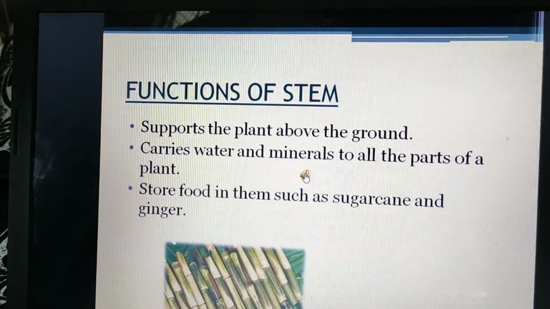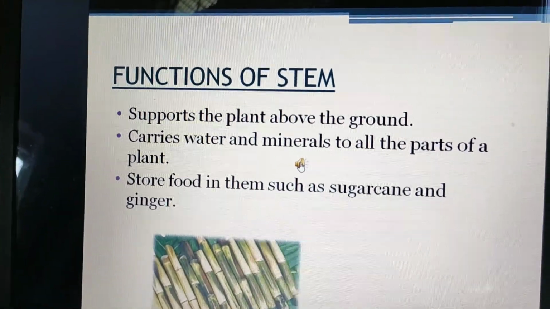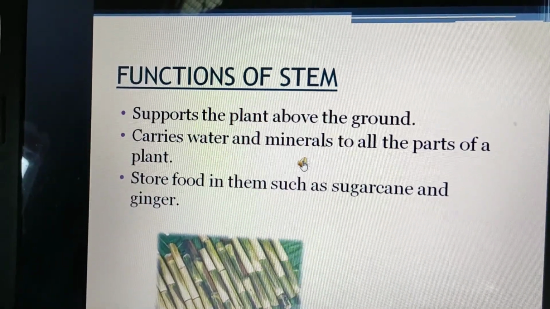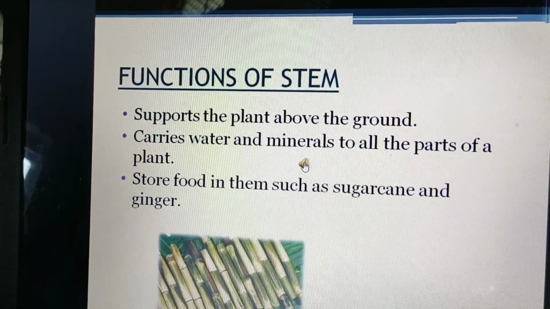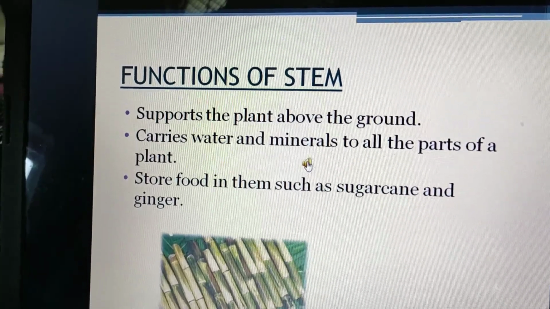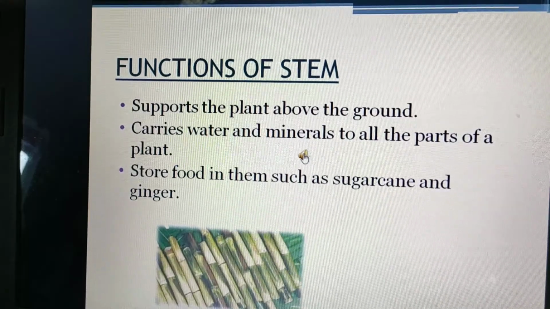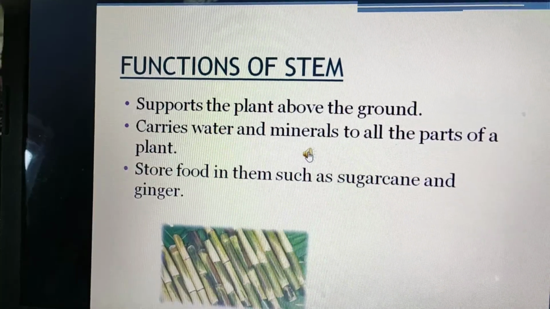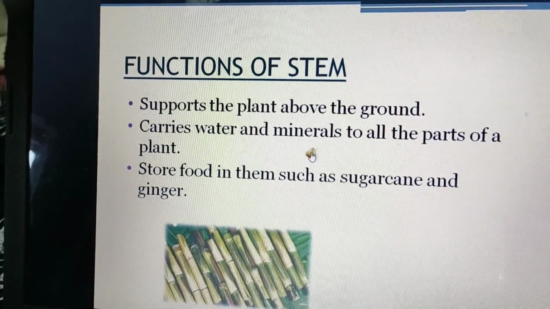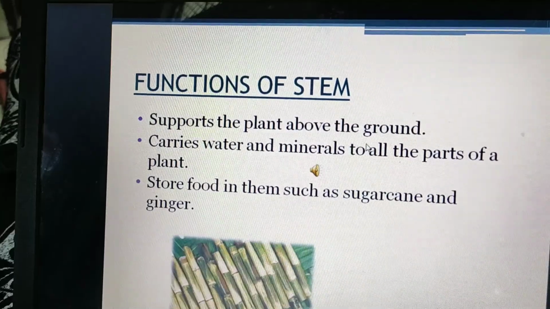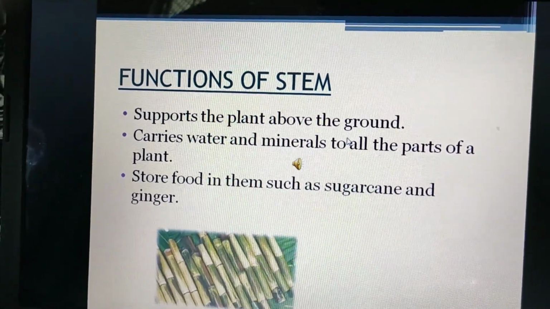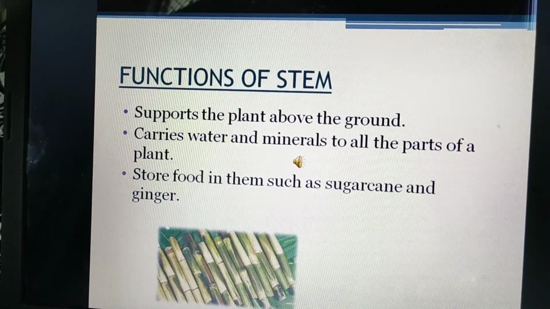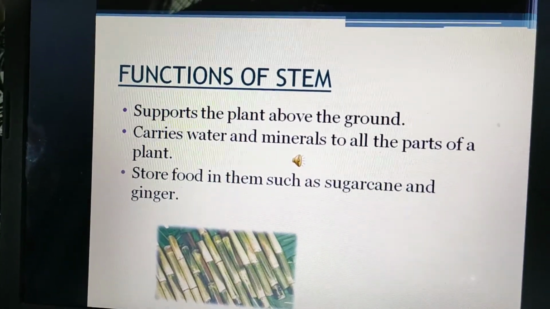Let us learn some important functions of stems. Stems support the plant above the ground. They make them stand erect and bear all flowers, fruits, leaves and buds. Stem carries water and minerals to all the parts of a plant. It stores food in them such as sugarcane and ginger. Children, you have already seen potato. Potato is also a stem part of the plant, but it is bulky and round in shape because it contains a lot of food in it.